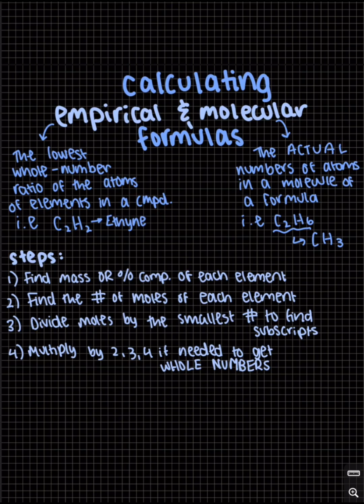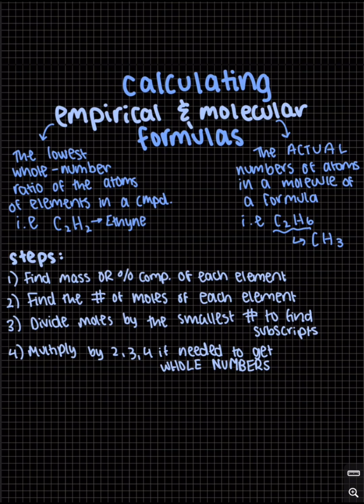For example, like C2H2, that's the lowest and simplest ratio of atoms for ethene. But on the other hand, molecular formulas are the actual numbers of atoms in a molecule of a compound.